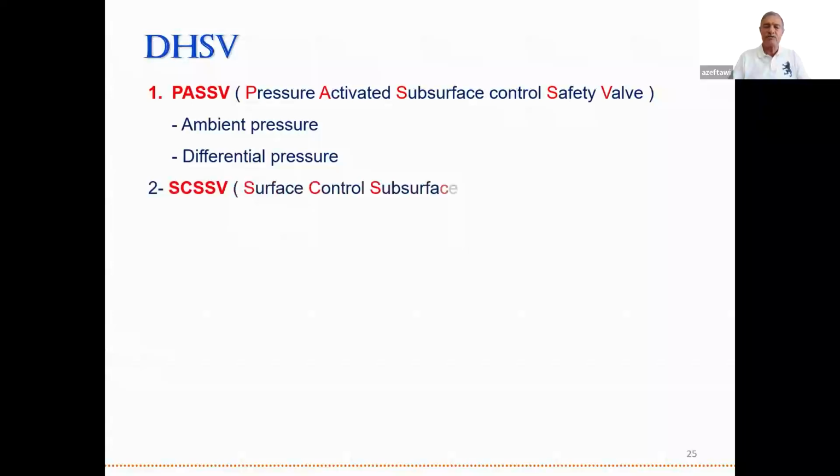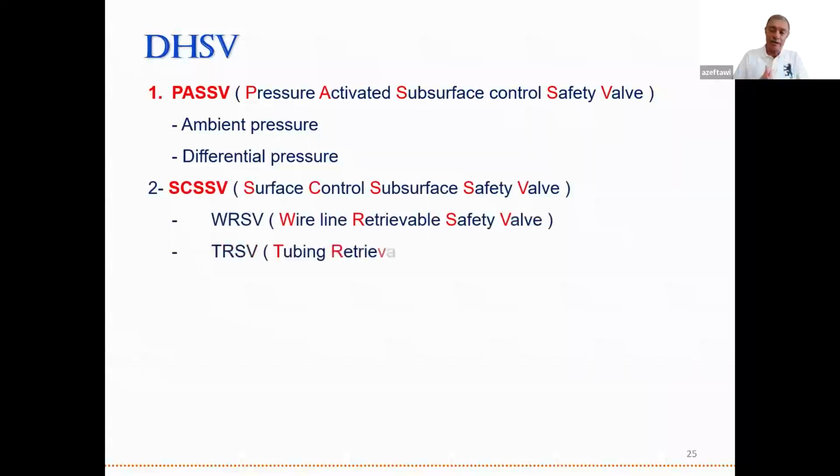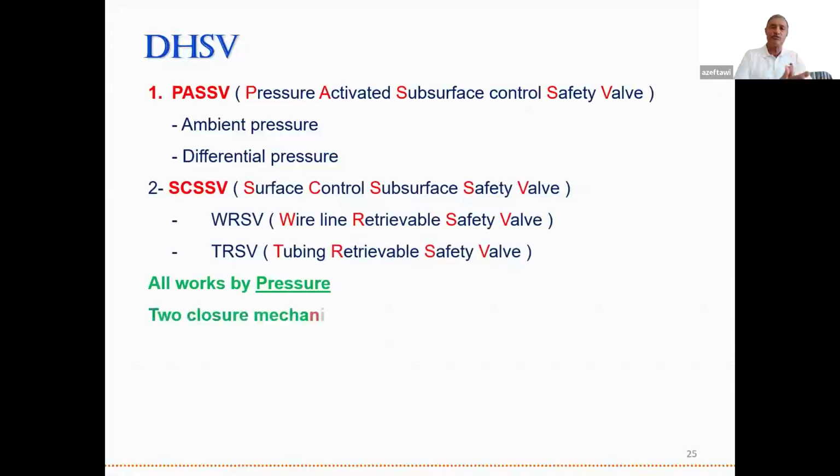These days, we are using what we call SCSSV, surface controlled subsurface valve. The valve is still subsurface to protect the well, but it is surface controlled this time. And we have two types: wireline retrievable, and tubing retrievable downhole safety valve. These are the two types we are using these days, and we need to talk about them a little bit.